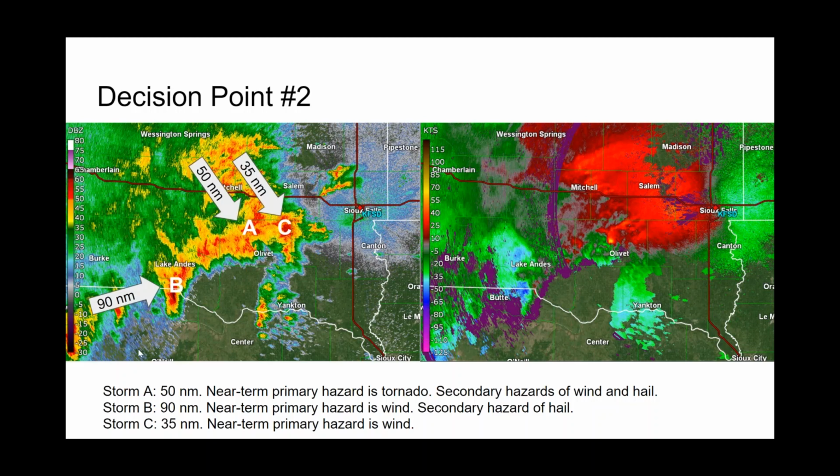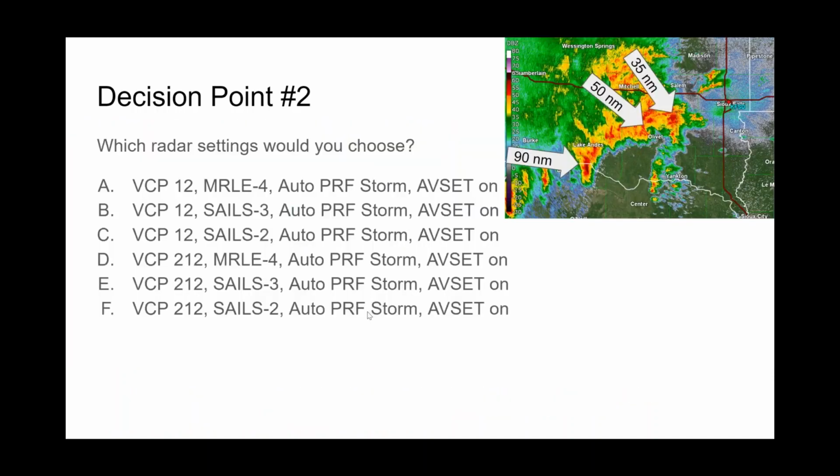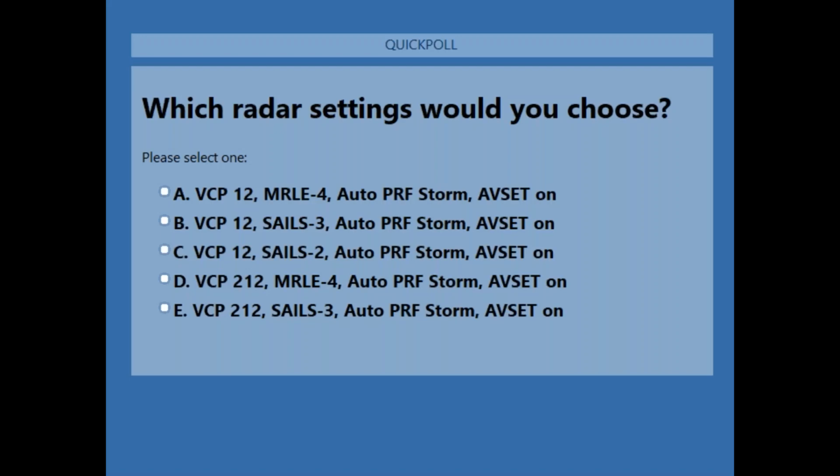So let's do it one more time here. Be thinking, what radar settings do you want? You've got storm A at 50 nautical miles, storm B at 90, storm C at 35. What would you like your radar to be in? All right, the poll is open.